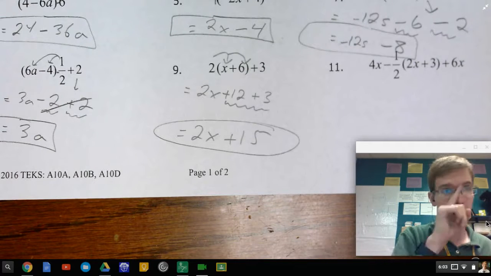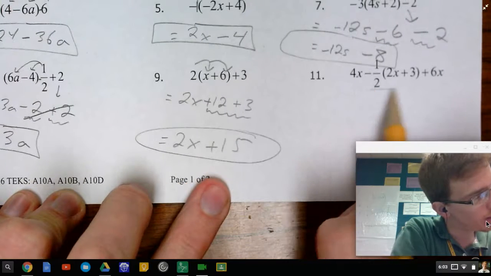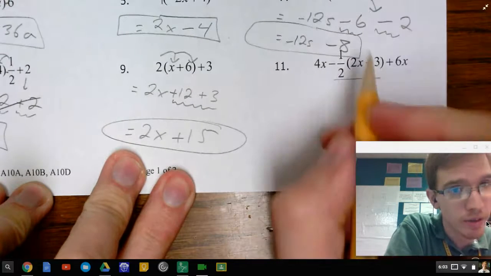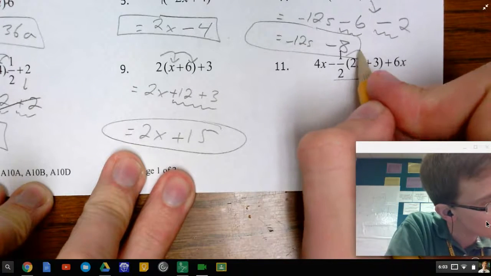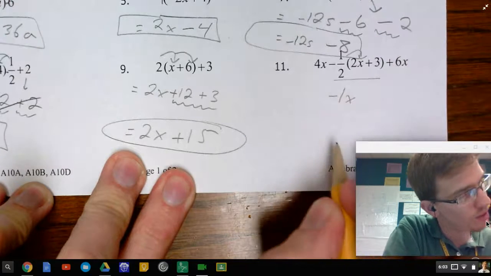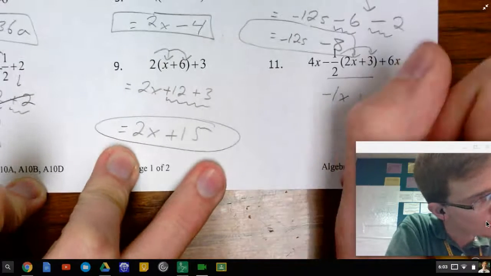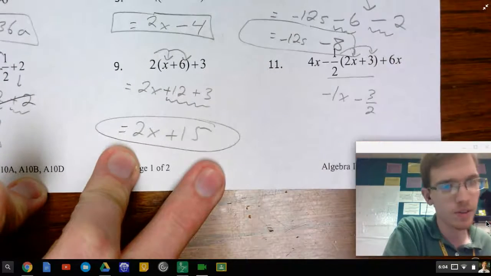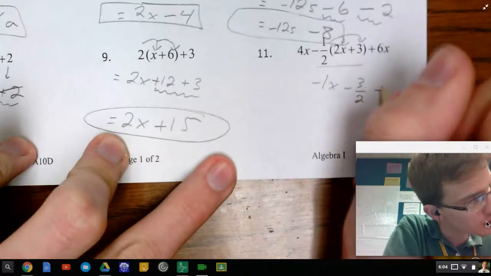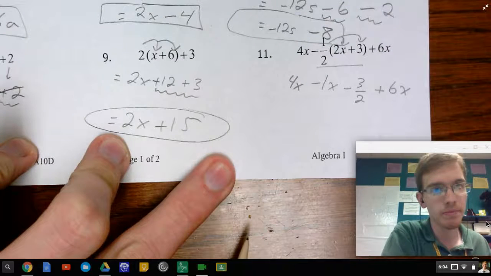Okay, we will start out by distributing from the left on this one right here. So we have minus 1/2 times 2x. Well, that is going to be minus 1x. Now, minus 1/2 times 3 is minus 3 over 2. Now I'm going to have to bring down everything else that's around here. So the plus 6x, bring it down, and the 4x, bring it down.